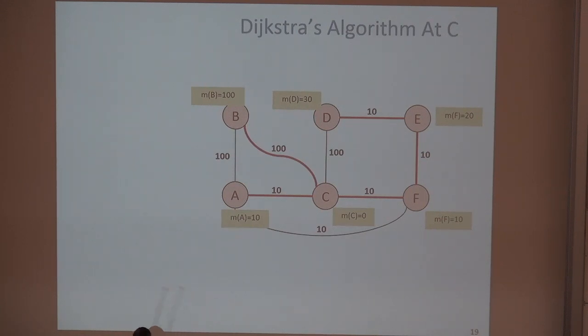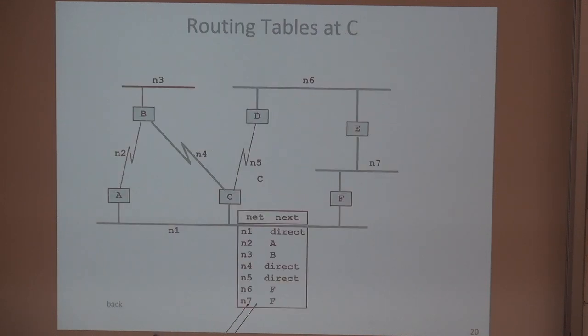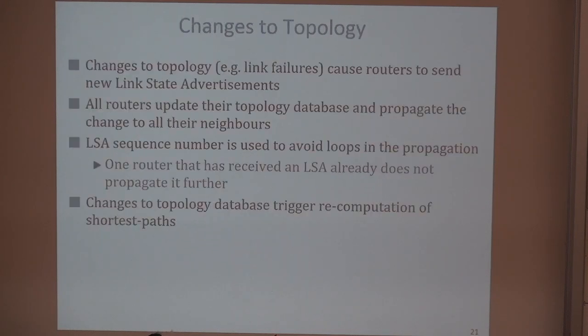Though all nodes have the same topology database, they have different shortest path trees. For example, if I zoom on C, here is the shortest path tree for C. So the topology database is the same, but of course every node does its own shortest path computation, which will lead to different results. And the routing table at C, of course, will be different.